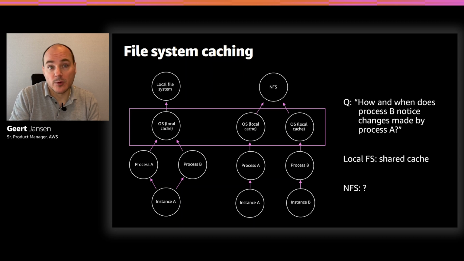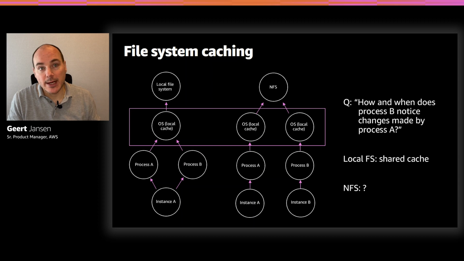Process A, for example, might request the kernel to create a file, and then the kernel at some point will update the file system and create the file on disk. Process B is the same. Now on NFS, it's slightly more general. Because it is a shared file system, we can have multiple instances using the same file system. In the diagram, I've got instance A and B. Process A runs on instance A, process B on instance B, and both can request their copy of the operating system to make modifications to the file system.